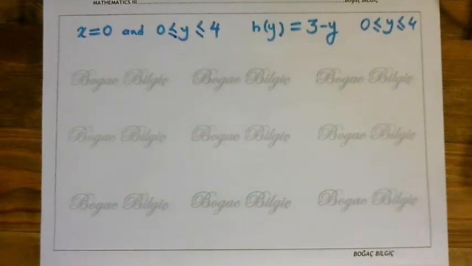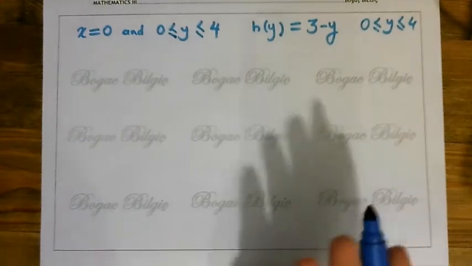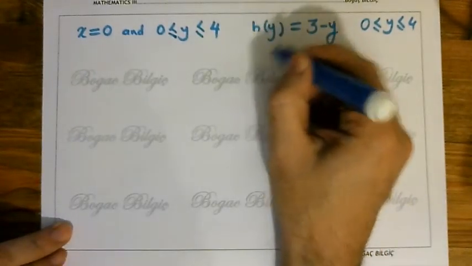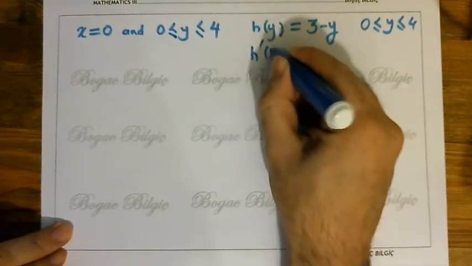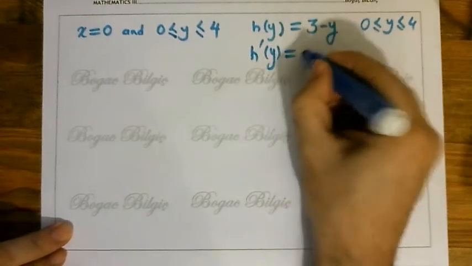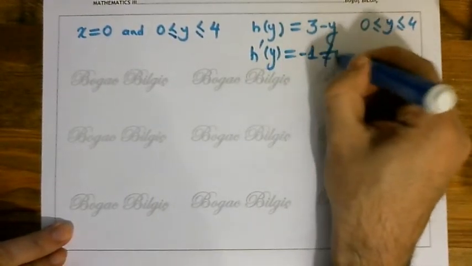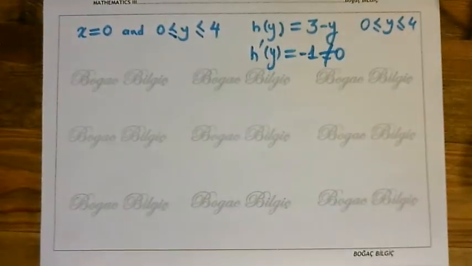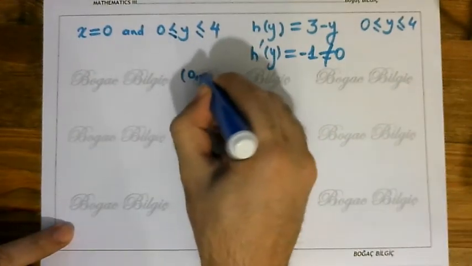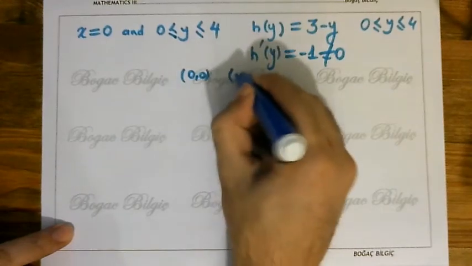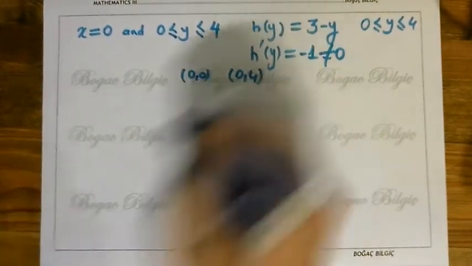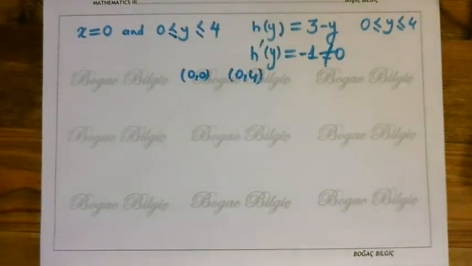This function has not a critical point, because derivative of h(y) is minus 1, which is not equal to 0. But the endpoints (0, 0) and (0, 4) are the candidates for absolute extrema.